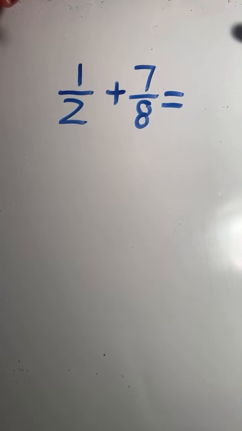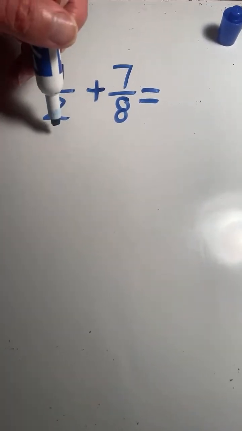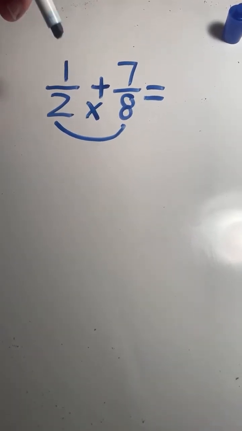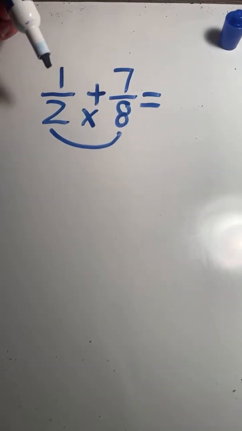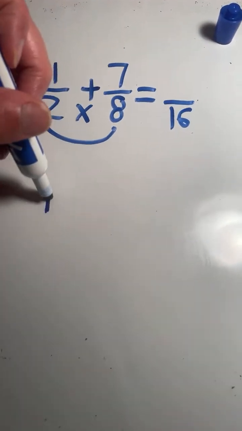All right, we have 1/2 plus 7/8. So step one, got to find a common denominator, and we do that by multiplying our two separate denominators. 2 times 8 equals 16, so 16 will be our common denominator.